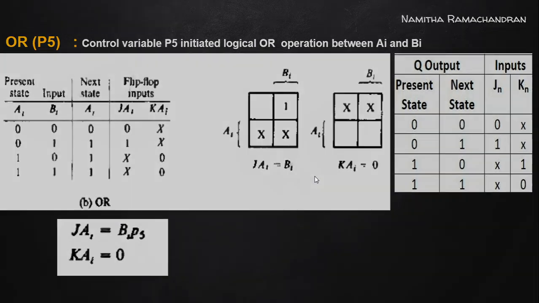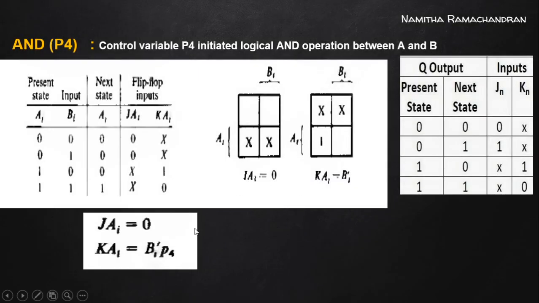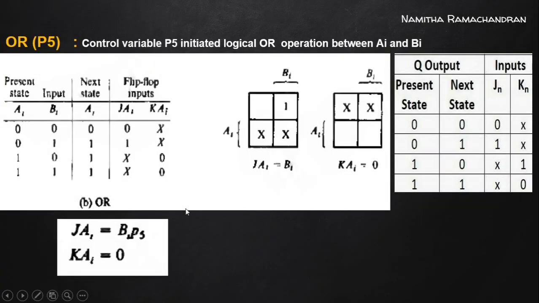sorry, not the exact complement. Here in case of logical AND operation, the expression is like JAi equal to 0 and KAi equal to Bi complement P4. So here, after the simplification and while considering this control variable also with this input representation, now this JAi becomes Bi P5 and K becomes 0. 0 and P5 is 0 itself.